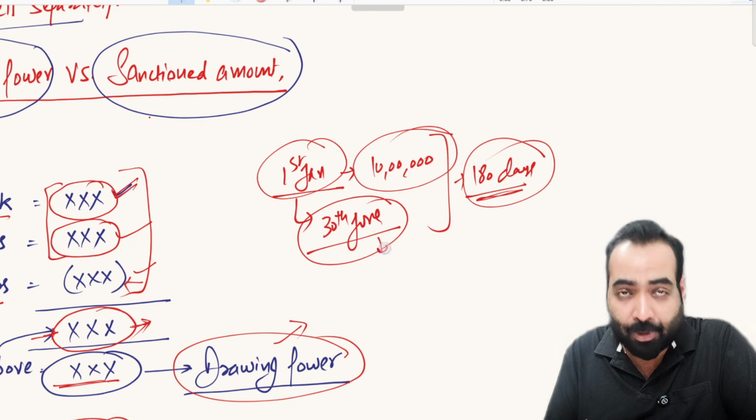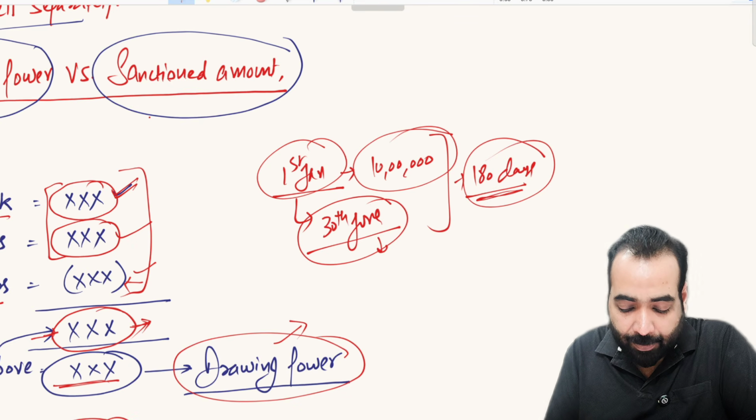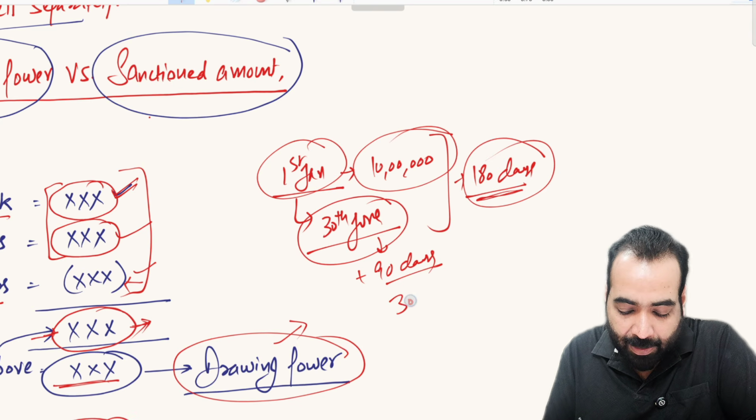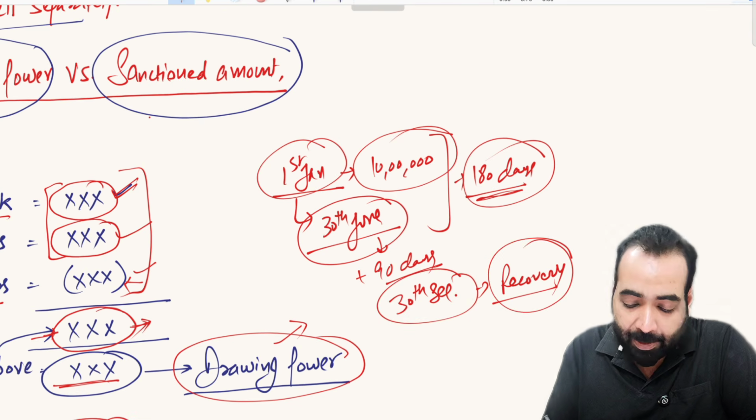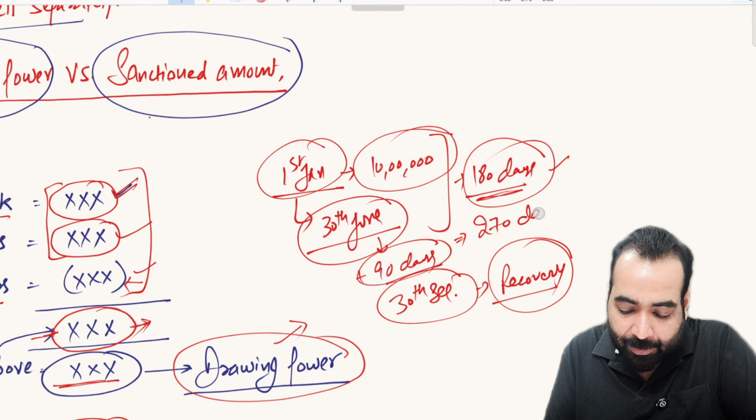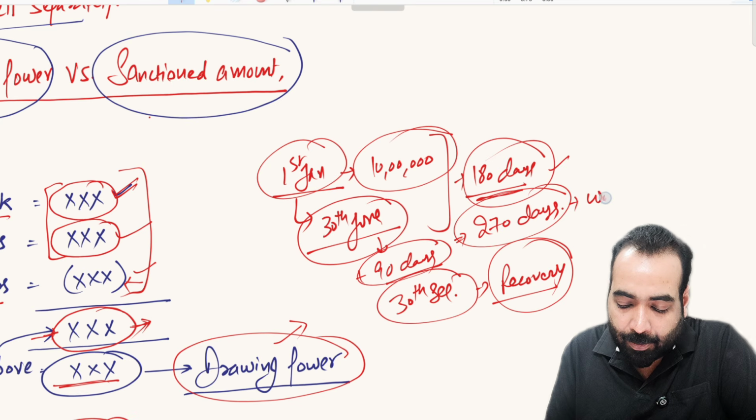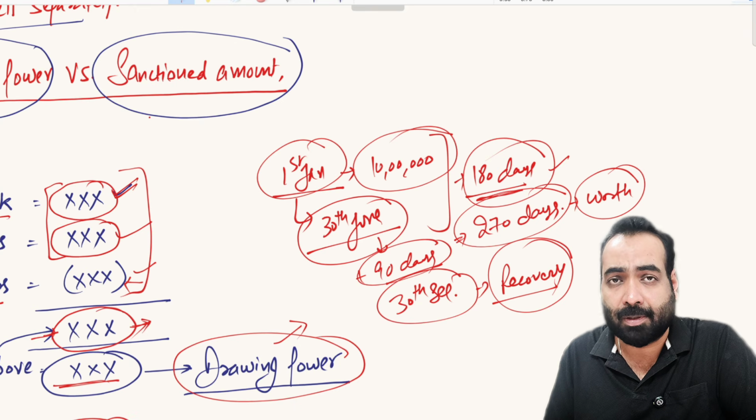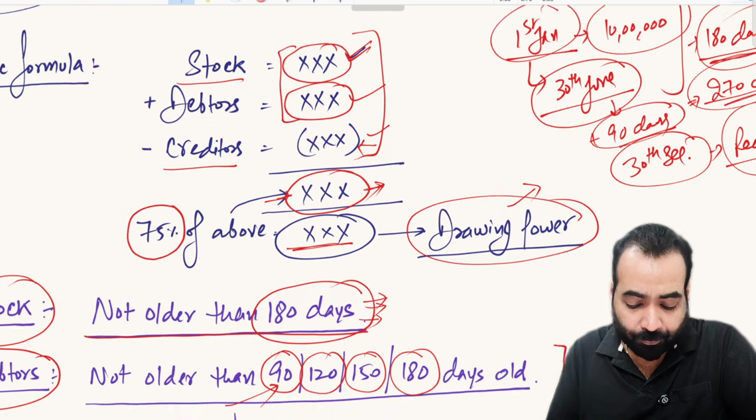So by 30th June, you have to sell this stock, and if we add 90 days more, which means June, July, August, and September, by 30th September, you have to recover the amount from your customer as well, right? So technically 180 days plus these 90 days, the bank has allowed you 270 days to keep inventory, to sell the inventory, and to recover the payments from your customer. I think 270 days are more than enough for you, right?